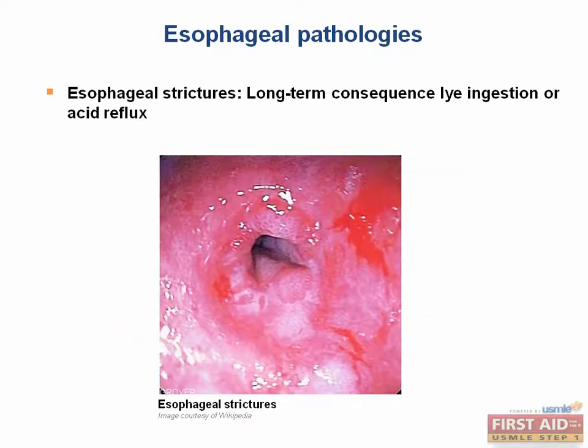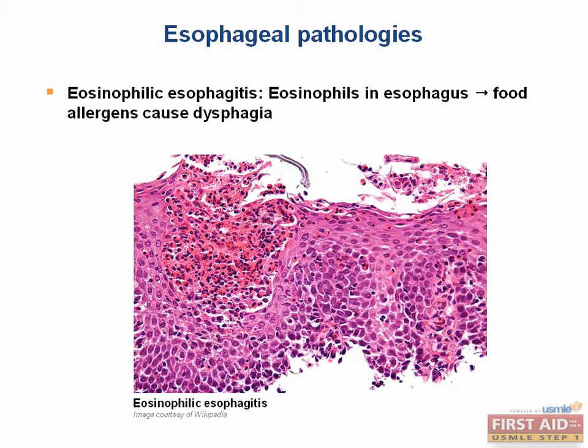Esophageal strictures are a long-term consequence of lye ingestion or acid reflux. This will be a commonly tested association. Eosinophilic esophagitis, on the other hand, is an allergic inflammatory response, as one would suspect from the name. Eosinophils are in the esophagus, and food allergens cause dysphagia, heartburn, and strictures. Here you can see the eosinophils localizing into the esophagus.